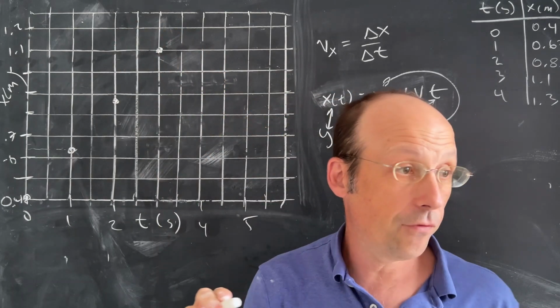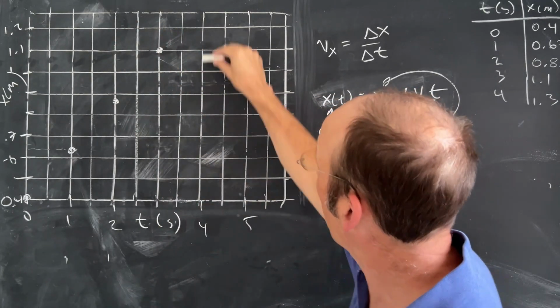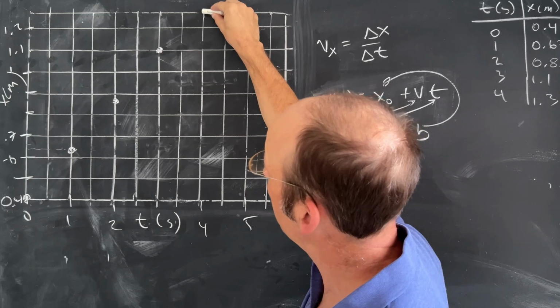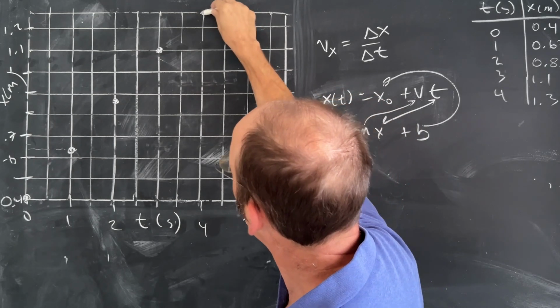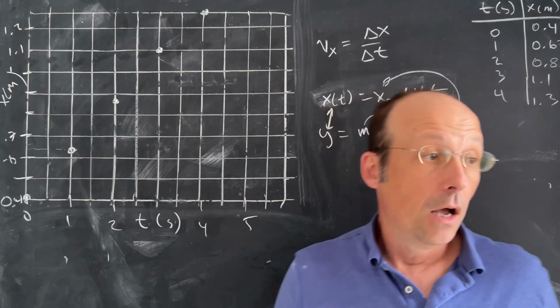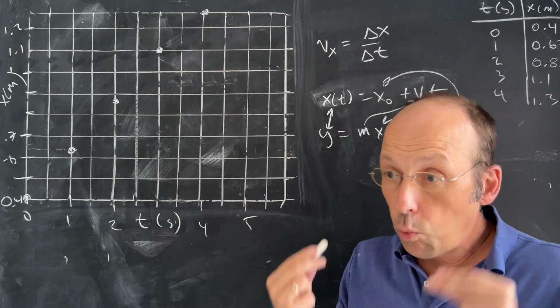And finally, I have 4 and 1.3. So 4, and there's 1.2. Oh, so that is 1.3 right there. So right there, it did make it. Now I have my data points. What do I do next?